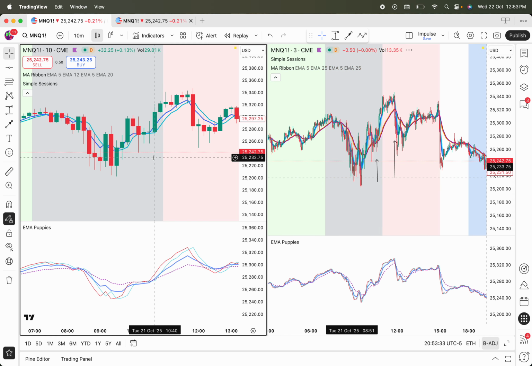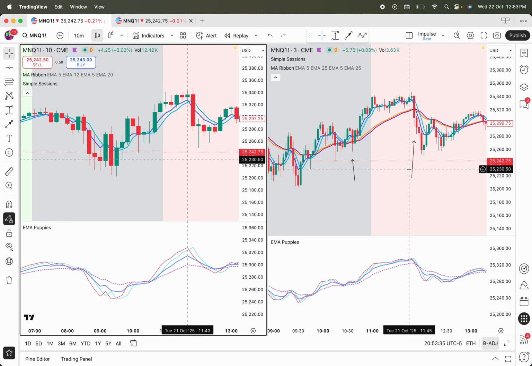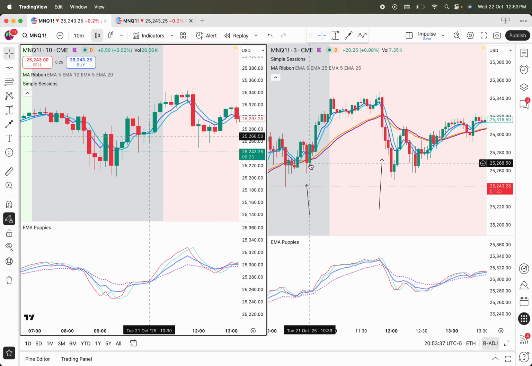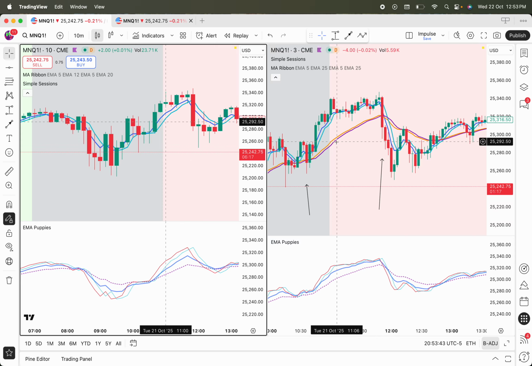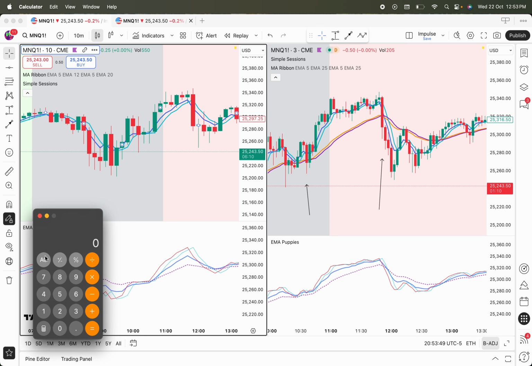Okay, so these EMAs won't be correct. I mean, they're very similar, but they won't be correct. So we now need to change the length of these EMAs. So we come over to, we know the 10-minute chart's still a 5. So just grab your calculator. So we know 5 times 10 is 50.